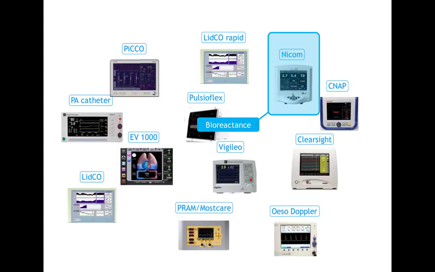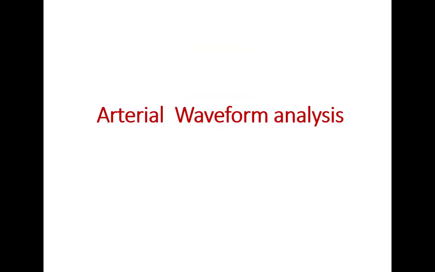So this is the whole range of equipment which is available to you. I mean, right from the totally invasive side, this is the minimally invasive side. A PA catheter is totally invasive. This comes under minimally invasive. This comes under less invasive, and this is totally non-invasive, CNAP and ClearSight.